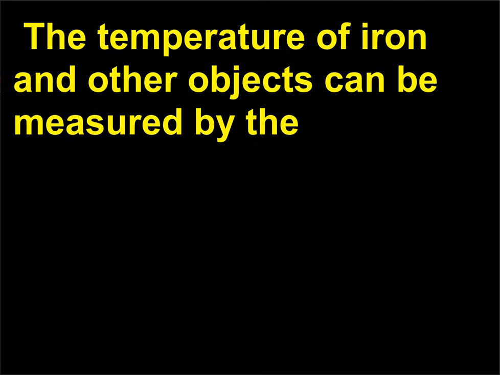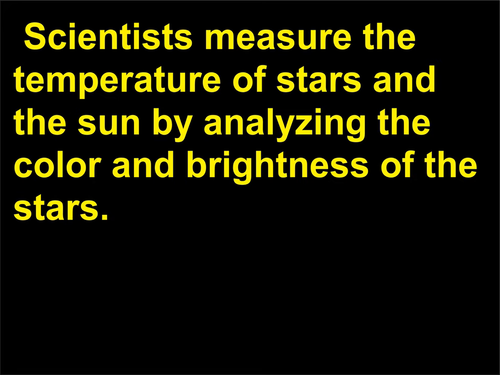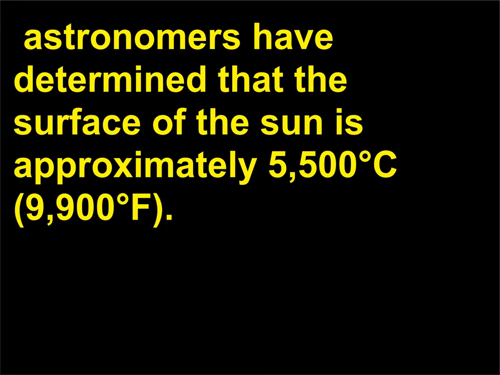The temperature of iron and other objects can be measured by the amount of radiation flowing from it as well as by the light it emits. Scientists measure the temperature of stars and the sun by analyzing the color and brightness of the stars. From such measurements, astronomers have determined that the surface of the sun is approximately 5,500 degrees Celsius, 9,900 degrees Fahrenheit.